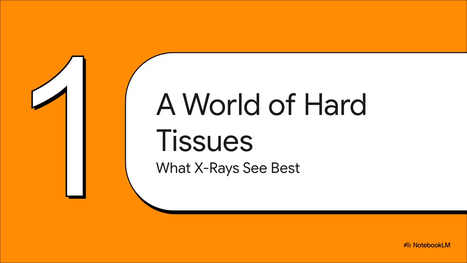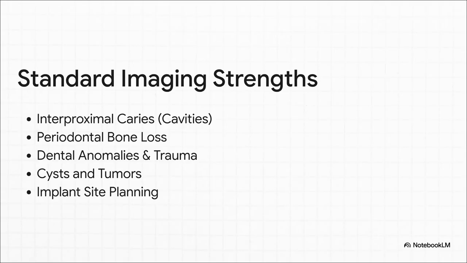Okay, so to answer that, we first have to give credit where credit is due and really appreciate what standard dental imaging does exceptionally well. And what it does is see the hard stuff. It is the absolute master of seeing bone and teeth. I mean, just look at this list. This is how powerful these standard images are for hard tissues.